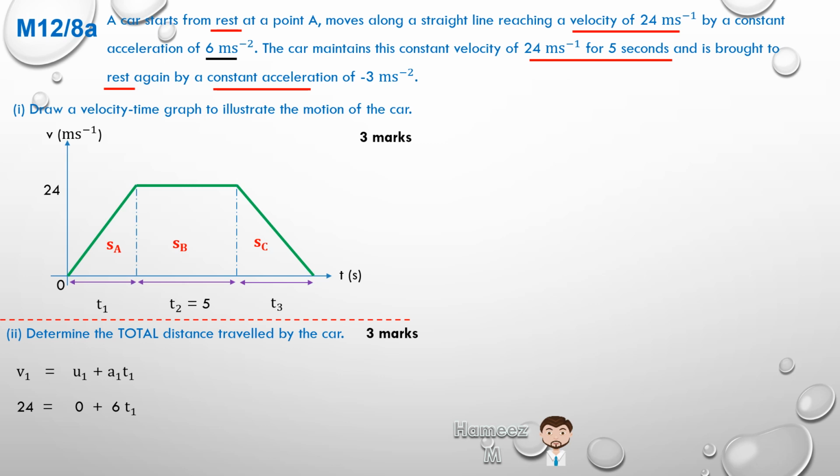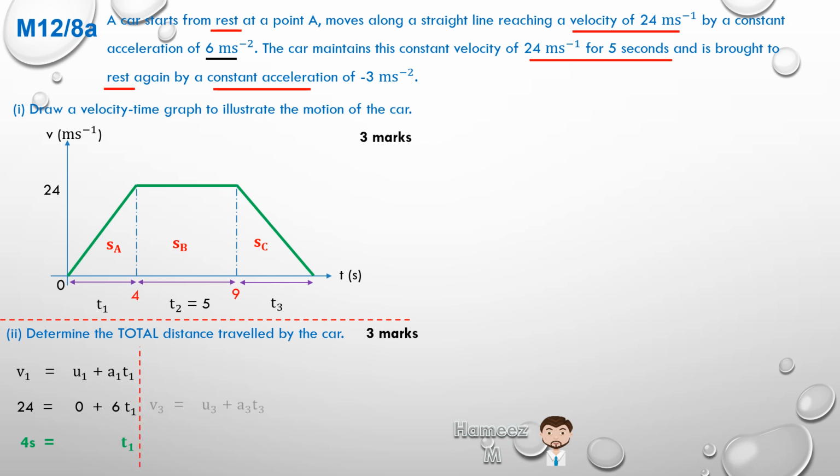As such, since 24 is equal to 6t1, t1 is equal to 4 seconds. So let's bring up a 4 there to indicate from 0 after 4 seconds that shows the end of the first section. And we know it took 5 more seconds in the second interval, so that means it will be 9 seconds at the end of t2.